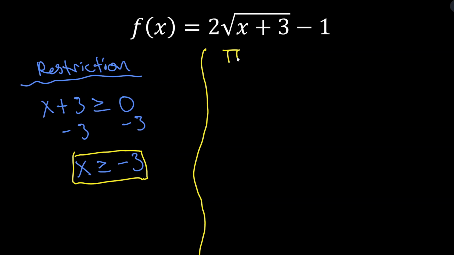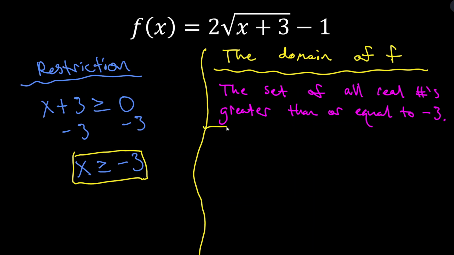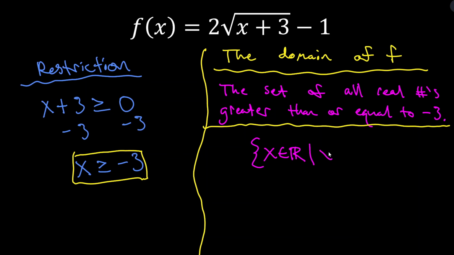All right, sorry, tangent. The domain of f. All right, in words, let's express it. What are we going to write? The set of all real numbers greater than or equal to -3. All right, so we got it expressed here in words. What else can we do? We can do set builder notation. X, let's see, is a real number. There's different ways to write this, by the way, such that x is greater than or equal to -3. Boom. There's our set builder notation.